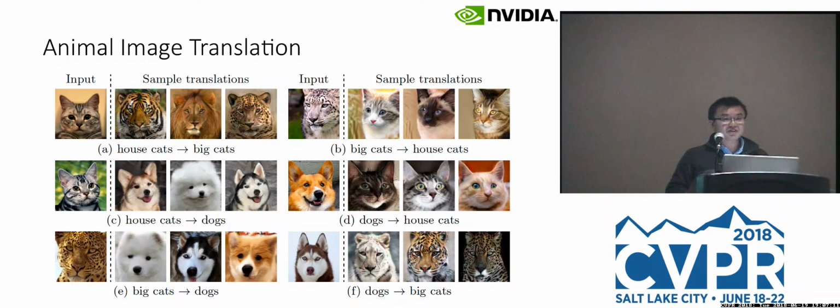There are also failure examples here. You see, for these input leopard images, we actually translate them to a husky with the tongue coming out. This is because in our data set, many huskies like to have their tongue out, so it's kind of a bias coming from the data set.